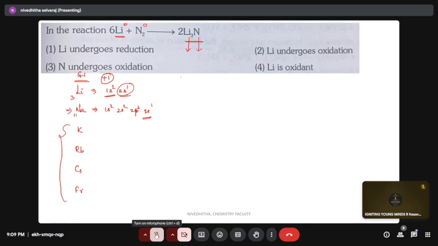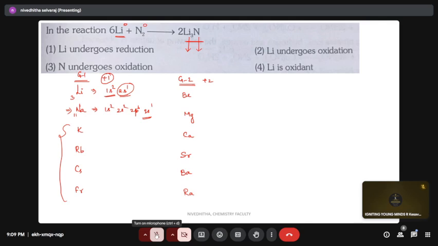Similarly, for group 2 elements, the oxidation state will be +2. See, the alkaline earth elements present in group 2 are beryllium, magnesium, calcium, strontium, barium, radium. All these elements' stable oxidation state is +2.